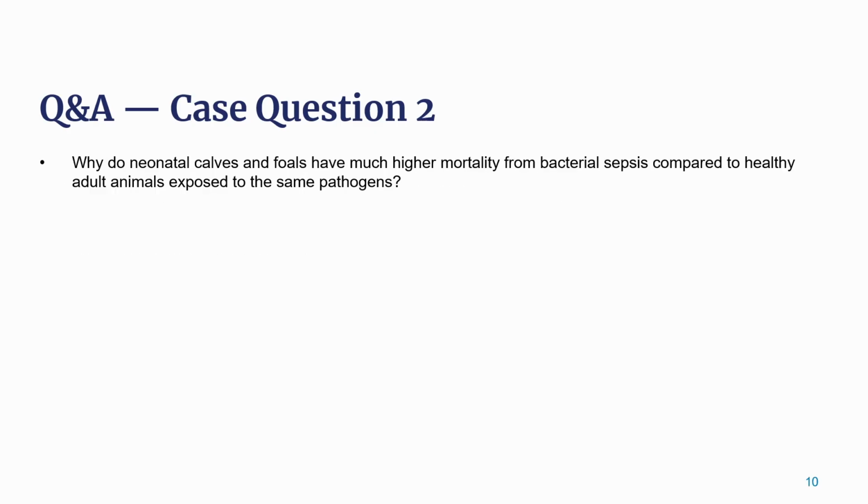Think about the question. We'll then work through the answer together. Multiple host factors converge. First, neonates are hypogammaglobulinemic at birth. They have essentially no circulating antibodies until they absorb colostrum. If colostral transfer fails or is inadequate, they're immunologically naked.